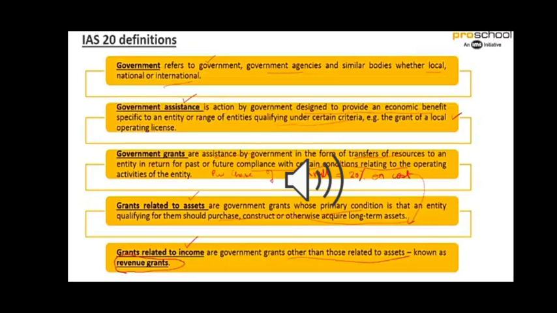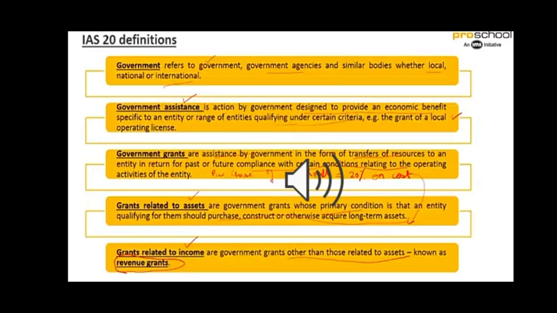Next, grant related to assets. For the purchase of some specified fixed assets, long term assets meaning fixed assets, the government may give grants. So it will not give grants for all fixed assets. Those fixed assets which help to conserve nature or which are beneficial for the economy, for those assets the government will give grants. For example, for the purchase of a windmill. A windmill is a renewable energy source. So let us say the government gives 20% on the cost of the windmill. That 20% will be the grant related to asset.